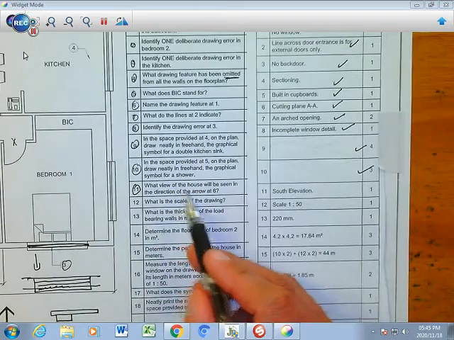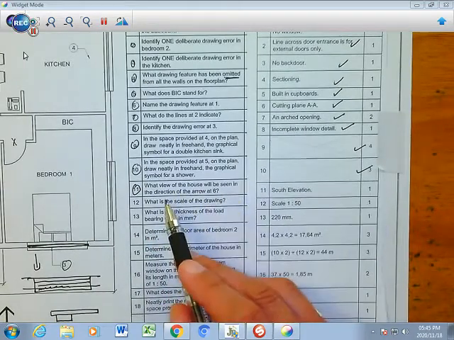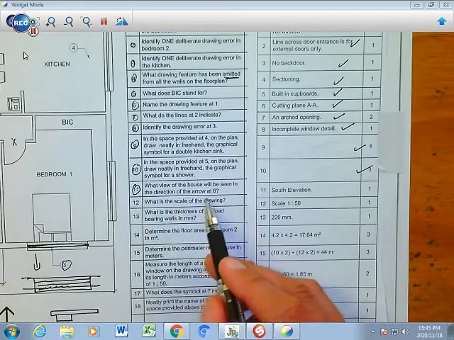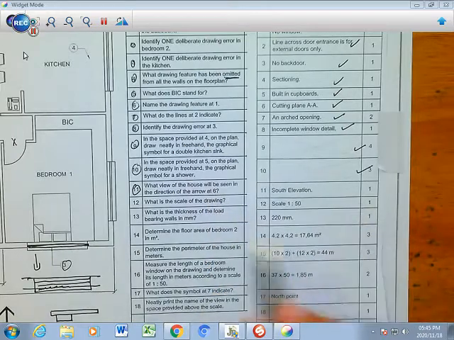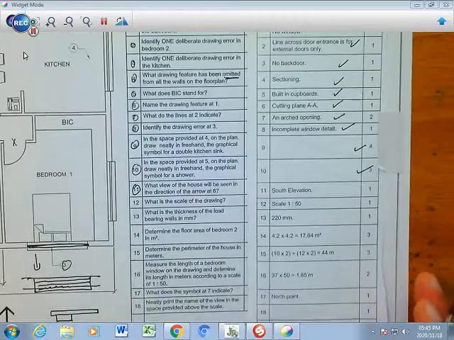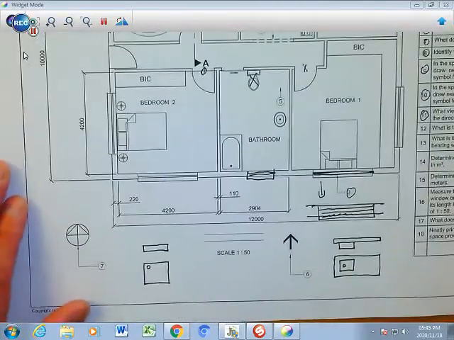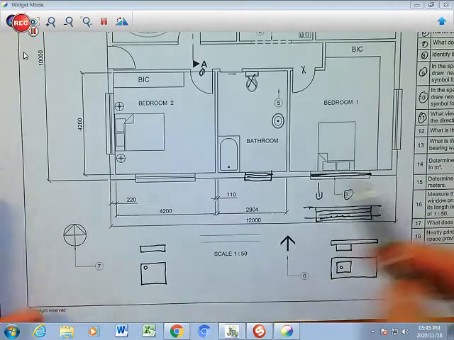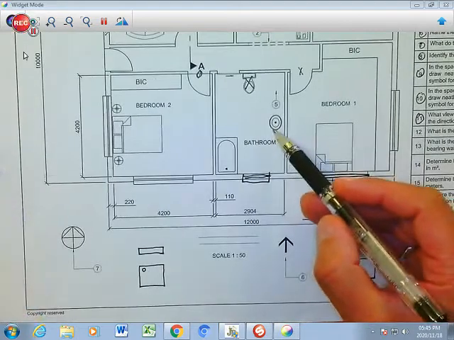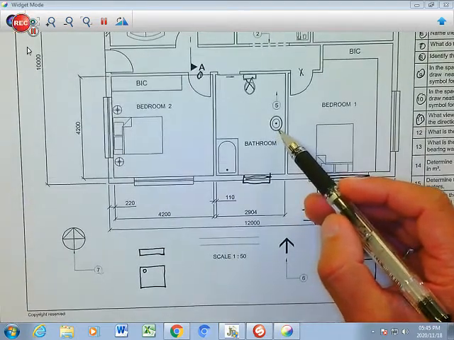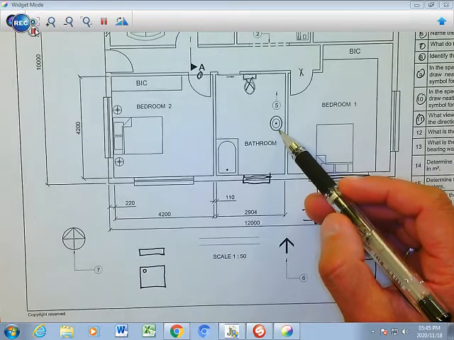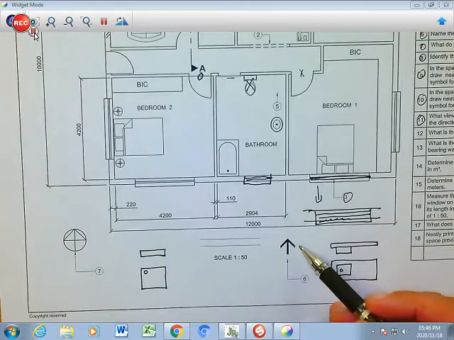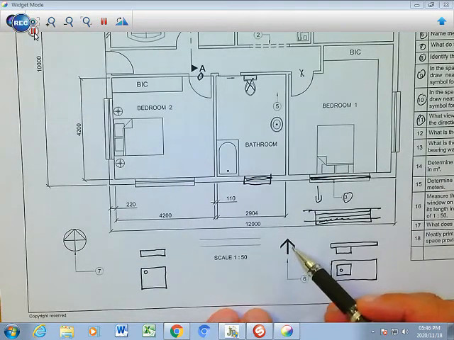Let's look at number 11. What view of the house will be seen in the direction of the arrow at 6? I want to repeat. What view of the house will be seen in the direction of the arrow at 6? So we're going to go to the arrow at 6. There's my arrow at 6. So we're going to look at number 6 quickly. The arrow is nice and thick.